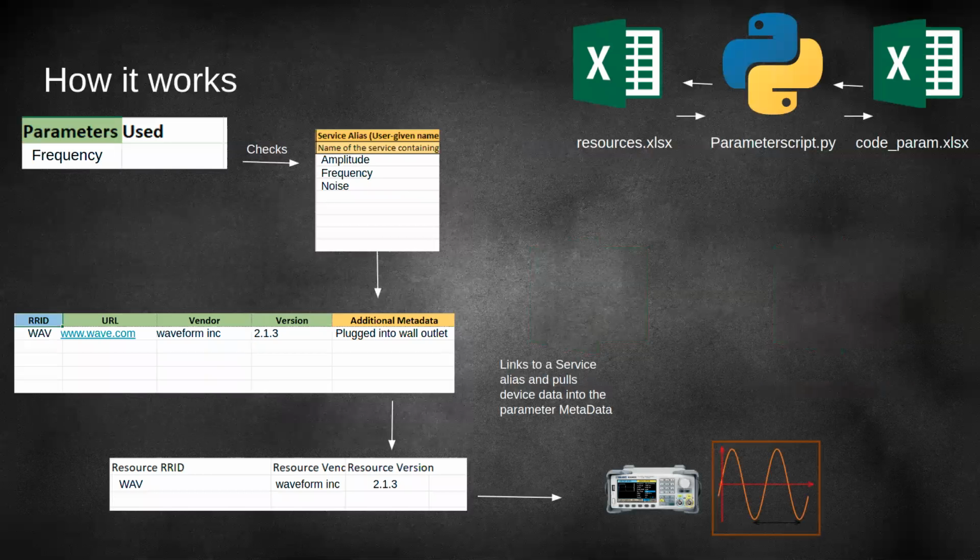How it works is, with both resources and code parameters in your directory, the parameter script takes the parameters and references them against the service aliases, and then can find tools that connect to the parameters. And eventually we want these two scripts to be interconnected so the researcher knows what tool and what parameter to be used.